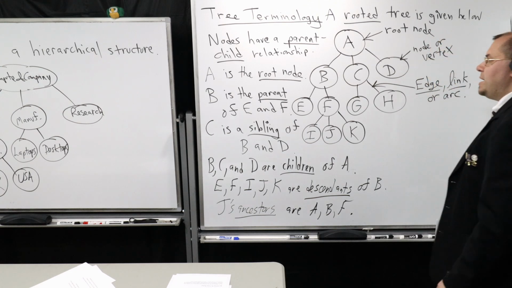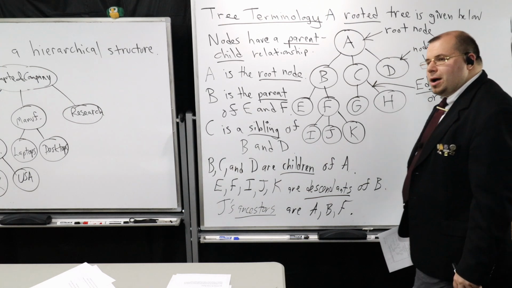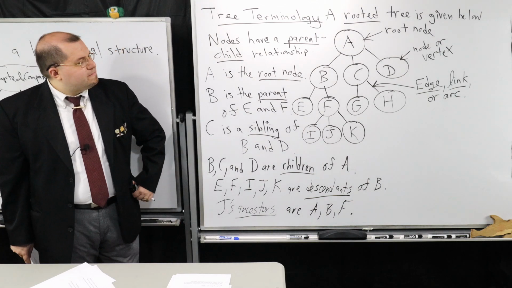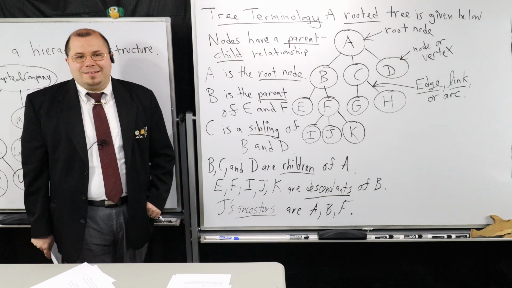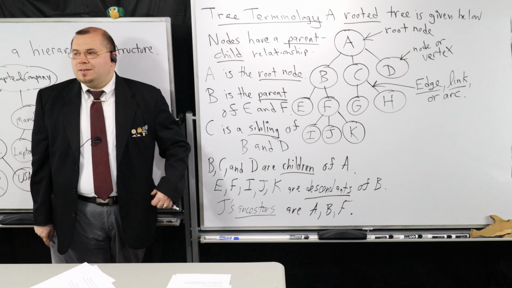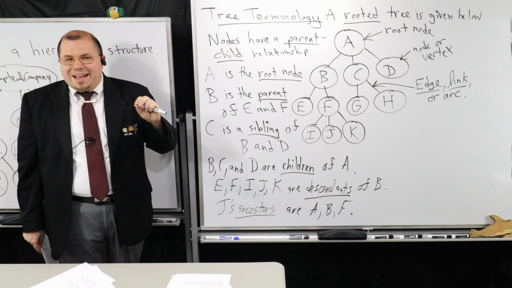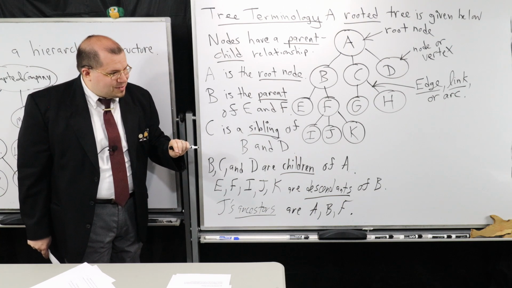Can somebody tell me which node is the only one that has no ancestors? Which node has no ancestors? It's A, right? The root. The root never has ancestors.